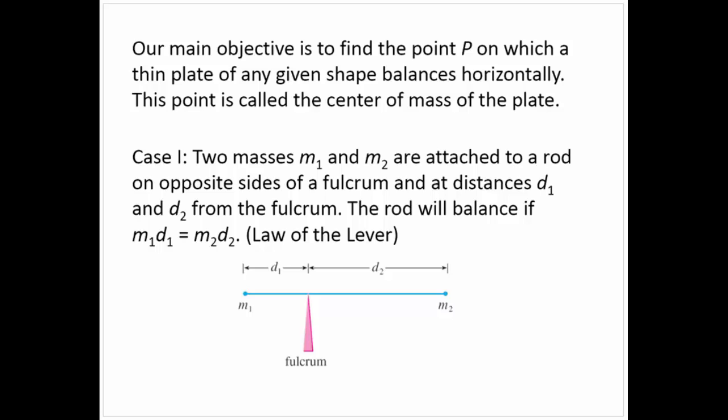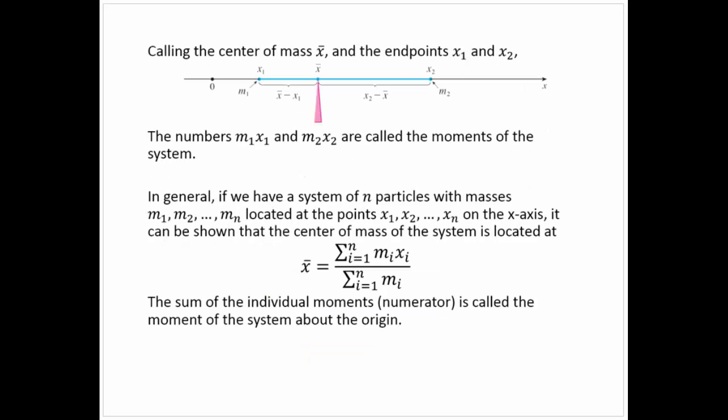What if we have a bunch of different masses at different distances from this fulcrum? We make the assumption that there will be a center of mass to place the fulcrum, and we'll call that center of mass x bar. Then we have the endpoints x1 and x2, and more generally x3 up through xn. These products of m1, the mass, and x1, the distance from the fulcrum, are called the moments of the system.